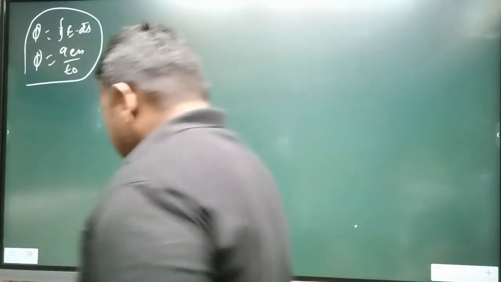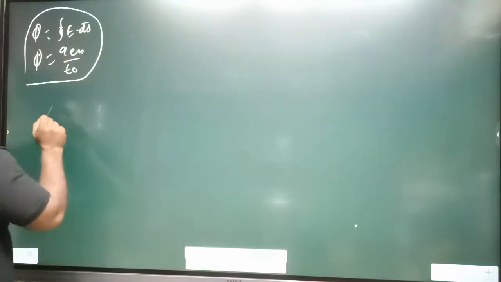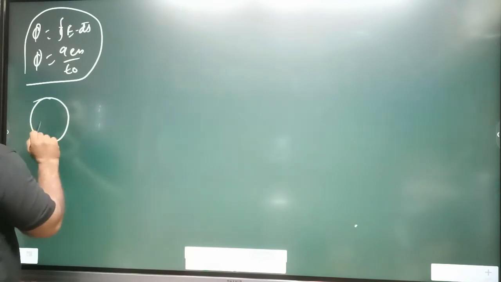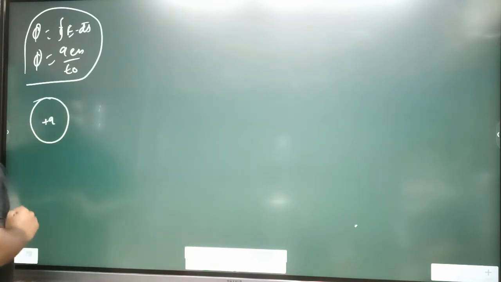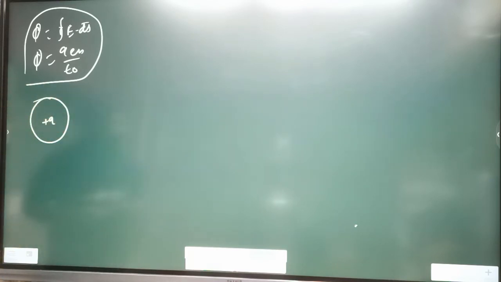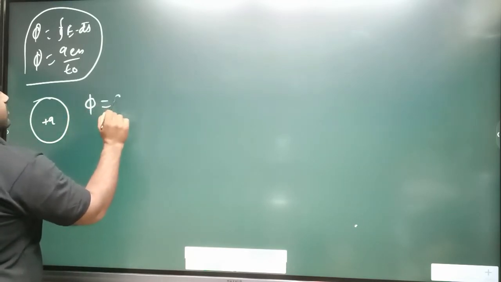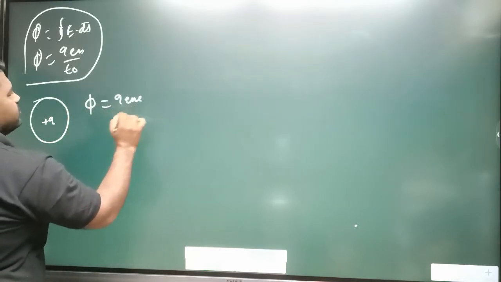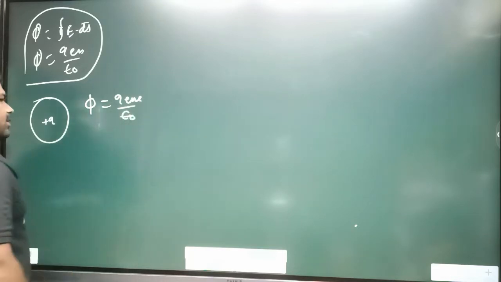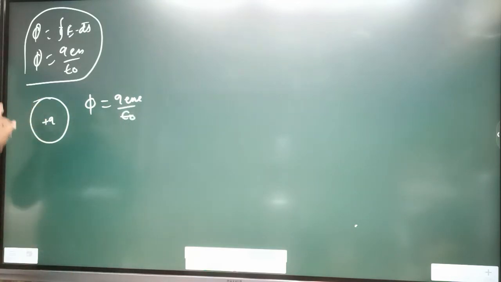Any area. Suppose this one is a circle and a plus q charge is placed at the center. How much flux is passing through this circle? We know the general formula: phi is equal to q enclosed upon epsilon naught. Okay, for a complete circle, how much flux is passing through this area? This is simply q by epsilon naught.